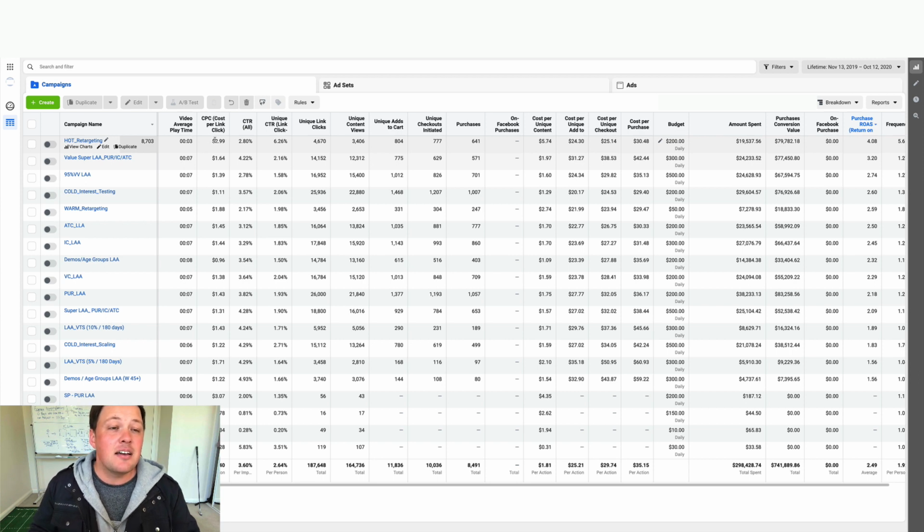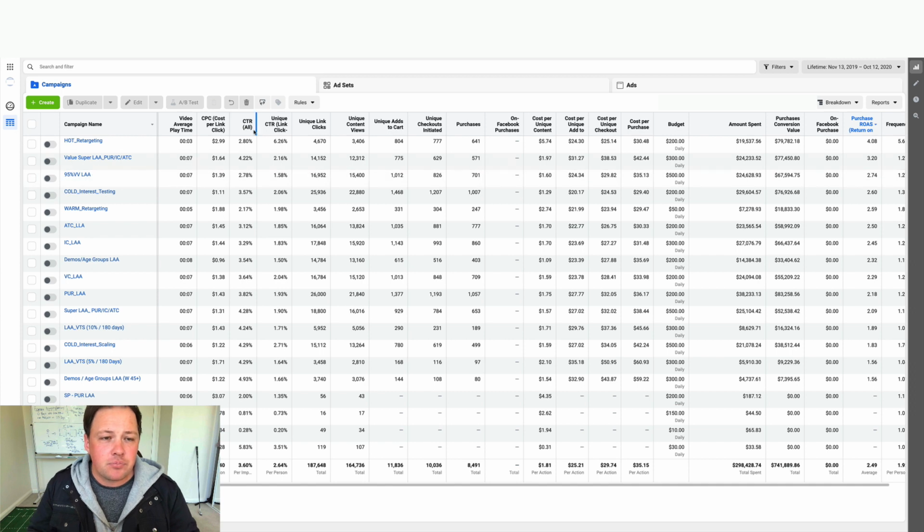We can see here my cost per click is pretty high. It's $3, $2.99. Every time somebody clicks on my ad, it's roughly $3. Generally I'm looking at it being roughly around that $1 mark. But I'm not fussed with it being a bit high because the return on ad spend is so good.